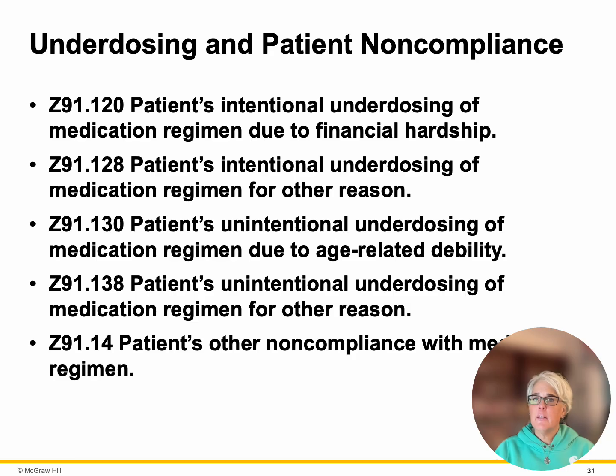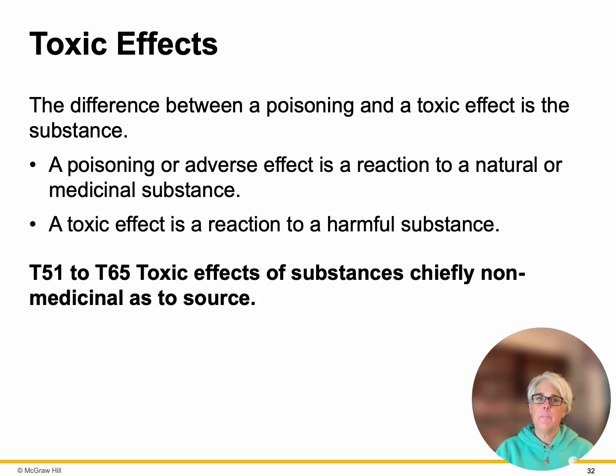Underdosing occurs when the patient is not taking enough of the medication. This can be intentional or non-intentional. Codes in the Z91.12 to Z91.14 range allow us to show reasons such as financial hardship, age-related issues, or other non-compliance with the medication regime. Toxic effects are reactions to non-medicinal substances, things like industrial chemicals, environmental toxins, or other harmful agents. These are captured in the T51 to T65 code range and are separate from medicinal poisonings and adverse drug reactions.